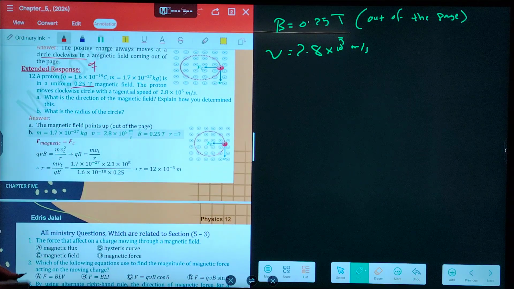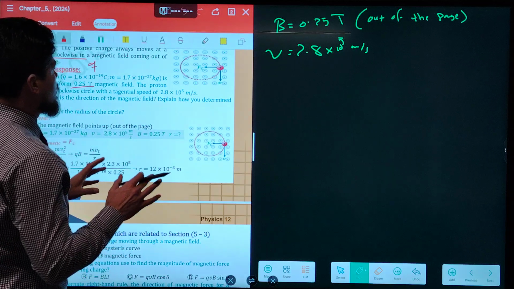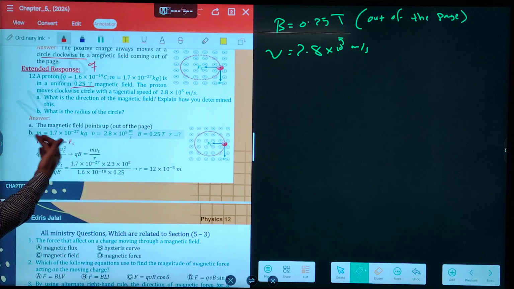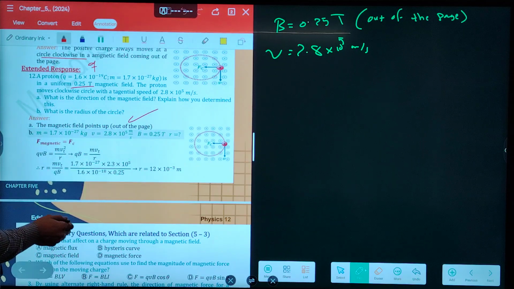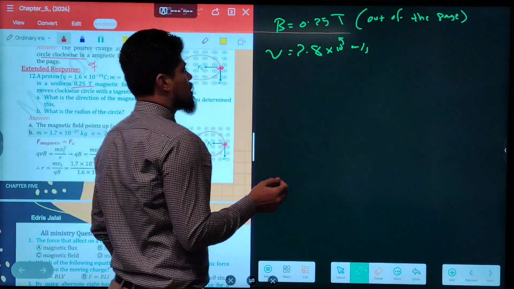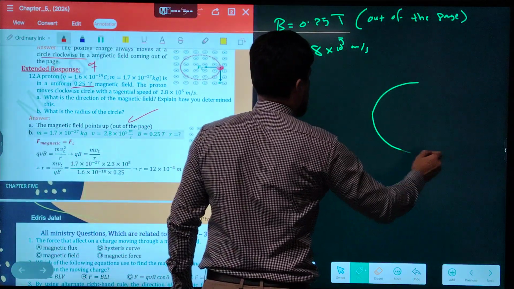What is the direction of the magnetic field? And explain how you determine this. Okay? The direction of the magnetic field is out of the page. Why? Because the proton moves clockwise, out of the page. What is the radius of the circle? Because the charge is moving in a circular path.